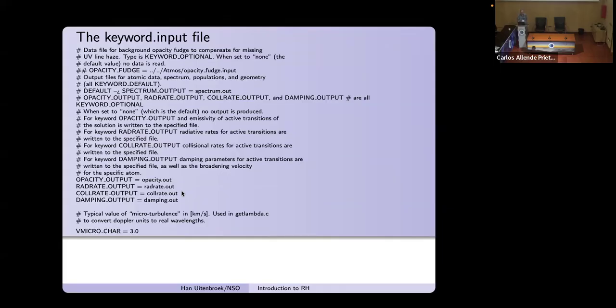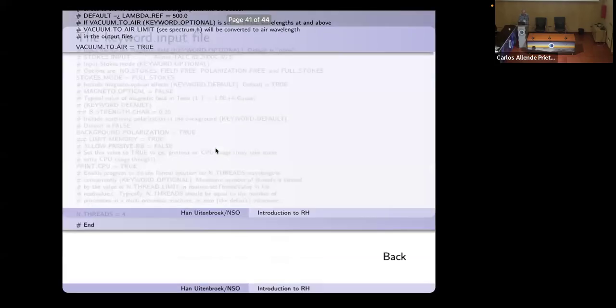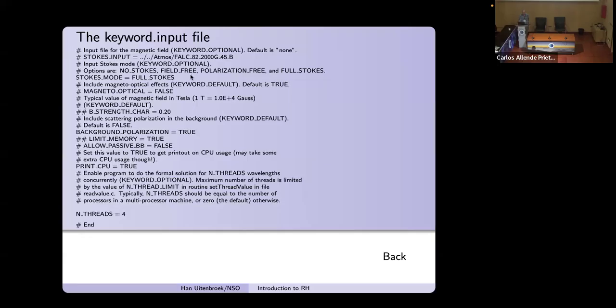Yeah, there's some names. There are some other input parameters that are more technical in detail that I won't talk about. And then there are some parameters that, if you specify a magnetic field, then you can choose different options for the polarized radiative transfer. And you can turn on or off the background polarization. And you can set the number of threads that is used for the parallel solution in wavelengths.